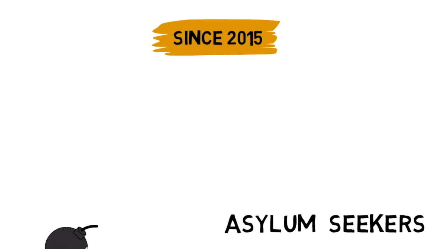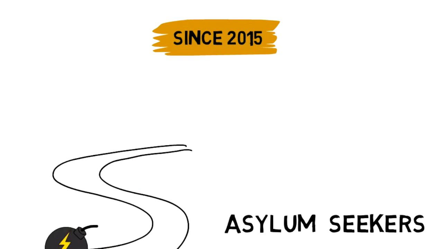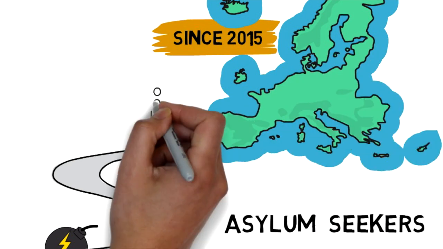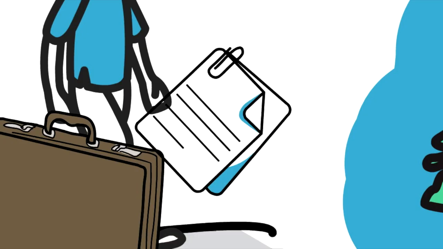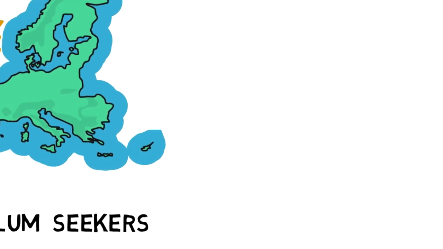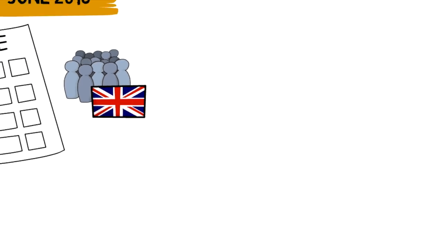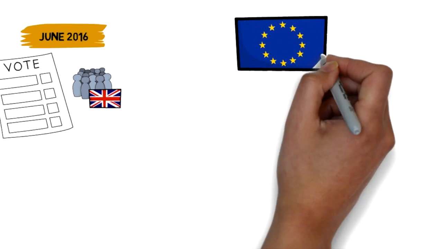Since 2015, many asylum seekers have come to the EU because of wars and poverty in their home countries. The EU is still struggling to find a common process for receiving and settling asylum seekers arriving at its external borders. In June 2016, the United Kingdom let its citizens vote on whether they wanted to leave the European Union.